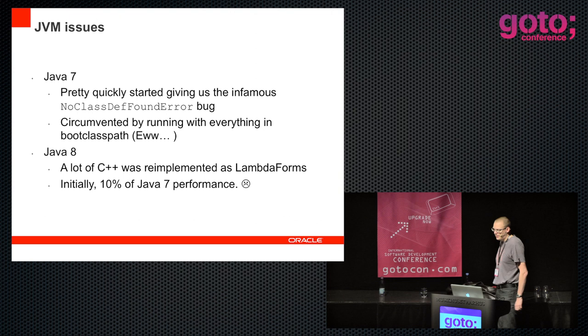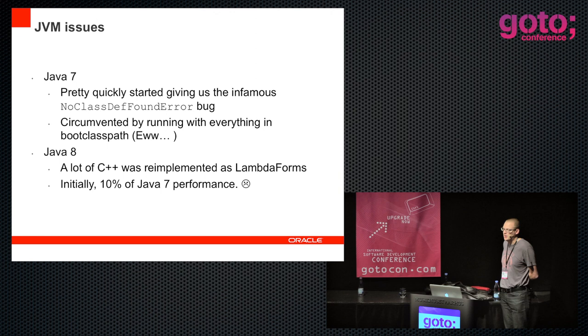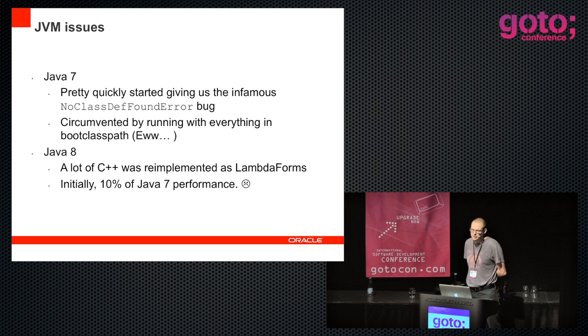So for Java 8, a lot of the C++ that was the original method handle implementation was rewritten in Java and re-implemented as something called lambda forms, which are the inner workings of a method handle, Java classes in the java.lang.invoke package internally and not specified. And initially, when we started to try these releases, we got down to 10% of whatever performance we had in Java 7. So there's been a lot of despair throughout this project.